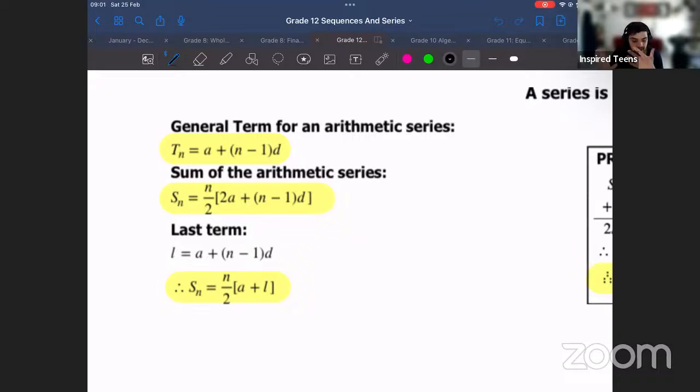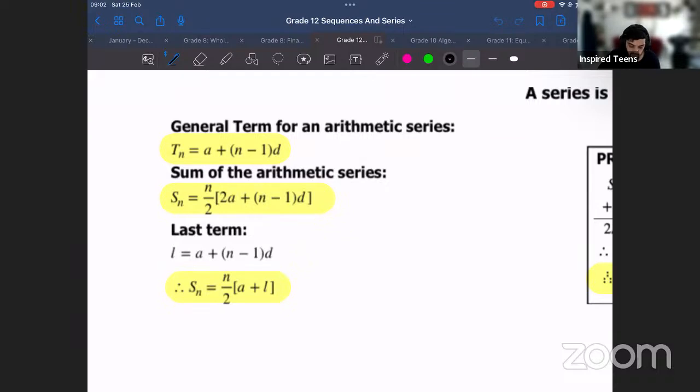Remember, arithmetic is like a linear pattern, where it has a common difference, which differs to quadratic. Quadratic has a second common difference, and of course differs to geometric, which has a constant ratio between each consecutive term. So in geometric it's more like multiplication, where in this case it's a difference. So we're adding or subtracting. The general term for an arithmetic sequence is Tn is equal to a plus (n minus 1) times the difference. Remember that is given in the formula sheet.